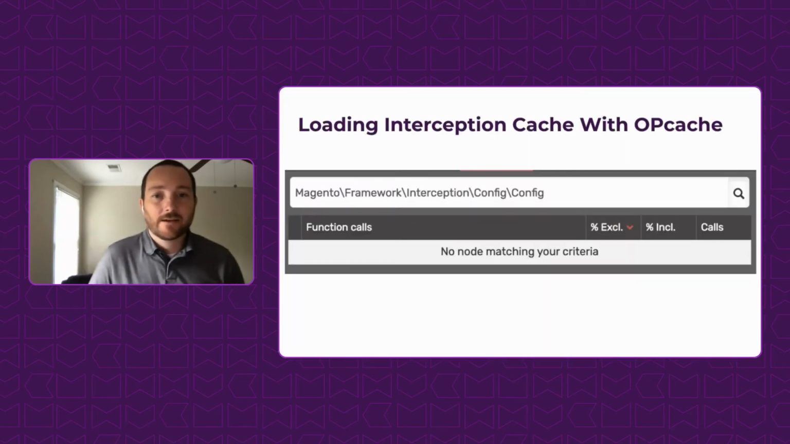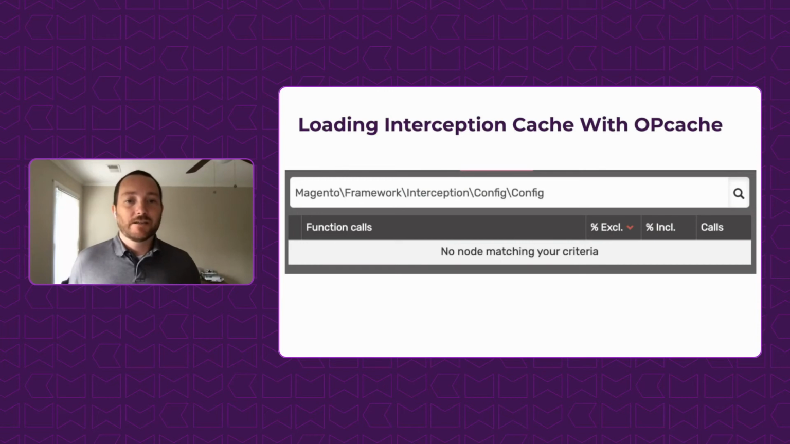if you go back and you profile again and you look at the compiled interception cache, the penalty to load it is so insignificant. Profiling tools such as Blackfire don't even capture it, because it happens in nanoseconds instead of milliseconds.